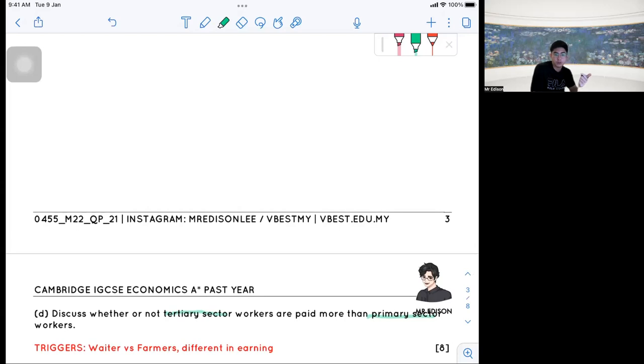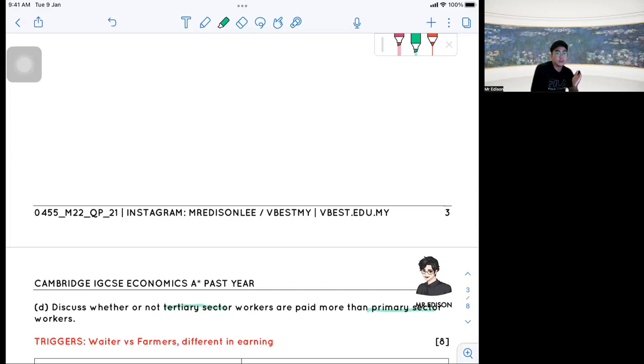I didn't use the word doctor because if I use the word doctor, it's very hard for me to trigger. I don't have that much of a point. But I say waiter and farmer, then we have more things to write. You can see that the skill for both types of job, they have almost similar skill. Correct or not? It's not like a super highly skilled job or a job that needs high qualification and so on. No. Okay, difference in earning.